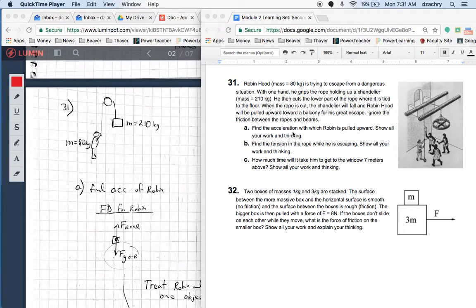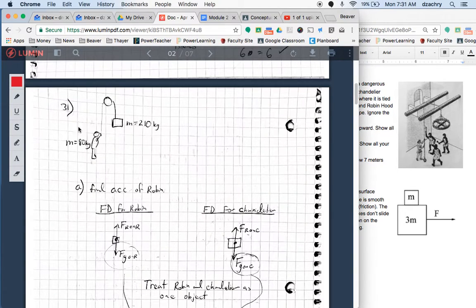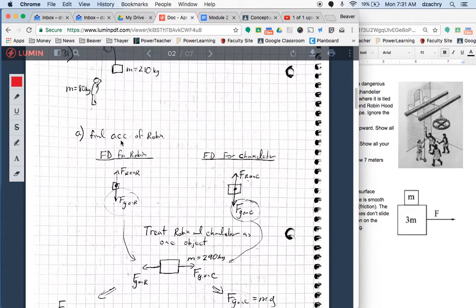Part A wants to find the acceleration as he's pulled upward. Well, here's my picture of what's going on. Here's Robin Hood and the chandelier. If I find the acceleration of Robin, I look at a force diagram for him, and there's the force of the rope on Robin and the force of gravity on him. Over here, there's the force of the rope on the chandelier, and the force of gravity on the chandelier.